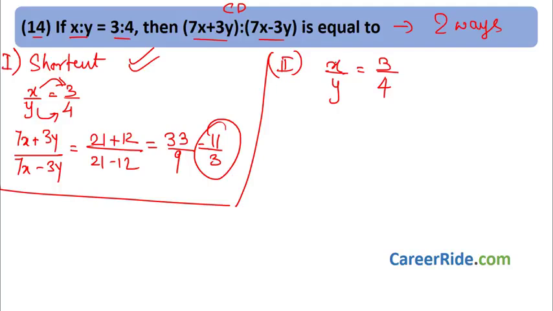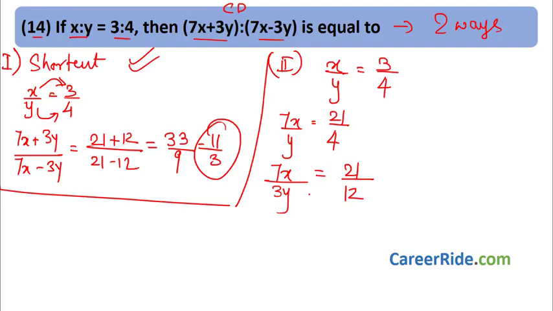First we want 7x, so multiply and divide by 7 on the left hand side, or multiply by 7 throughout. What you will get? 7x upon y would be equal to 7 3s are 21 upon 4, correct? Multiplied by 7 over here, multiply by 7 over here. Now divide by 3 on both sides. What you will get? 7x divided by 3, it would become 3y. 21 divided by 3, it would be 3 4s are 12. You got 7x, you got 3y.